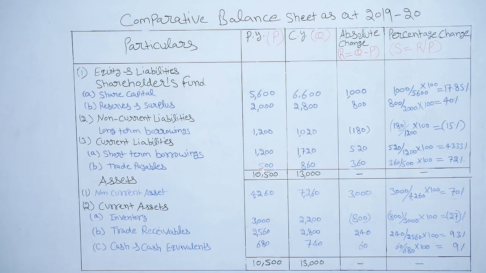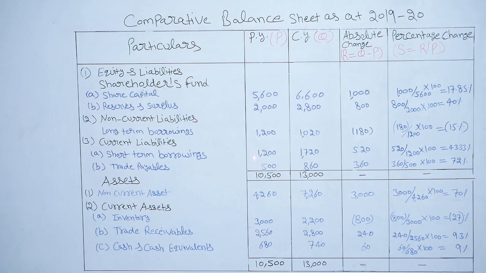Next is trade payables. Previous year trade payables is 500, current year trade payables is 860. 860 minus 500 is equal to 360. And next, percentage change. The percentage change formula is absolute change divided by previous year. So absolute change 360 divided by previous year 500 into 100 is equal to 72%. It means trade payables has increased by 72%. Total of previous year liability is 10,500 and total of current year liability is 13,000.